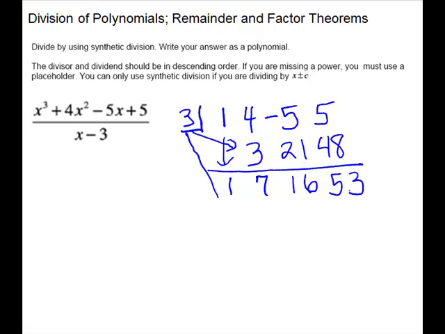You're going to drop 1 degree lower than what you had. We had x cubed, so we're going back to x squared, and these will be our coefficients. So it will be 1x squared plus 7x plus 16. The last number, if it is not 0, is a remainder. So plus 53, it goes back over your divisor.